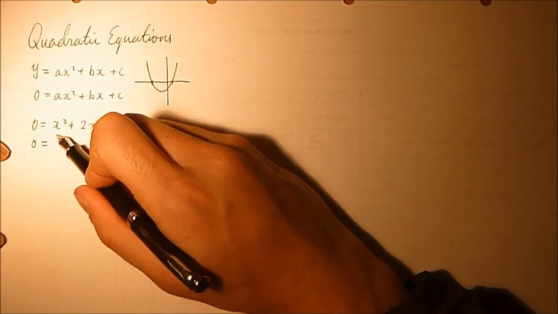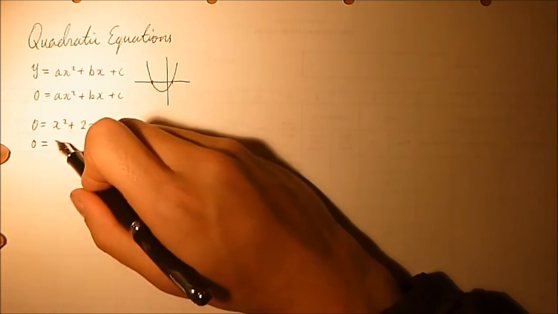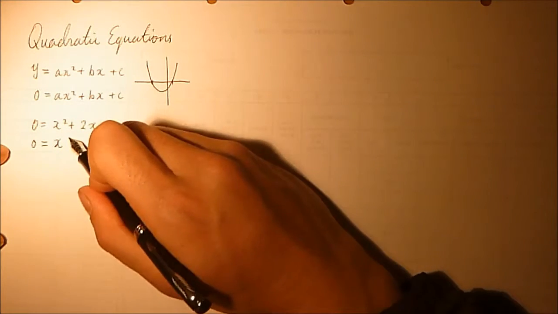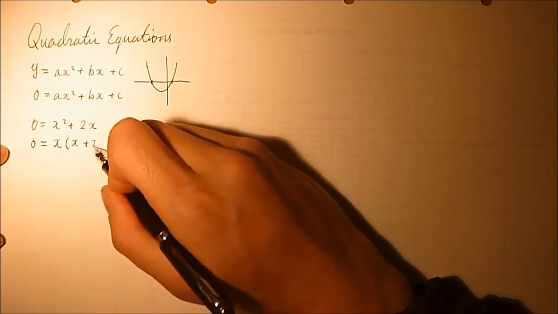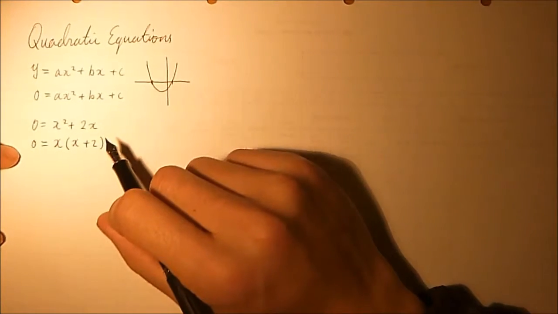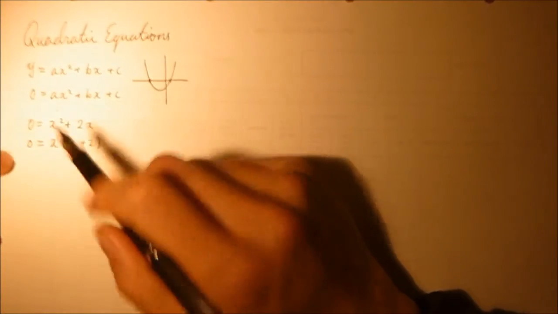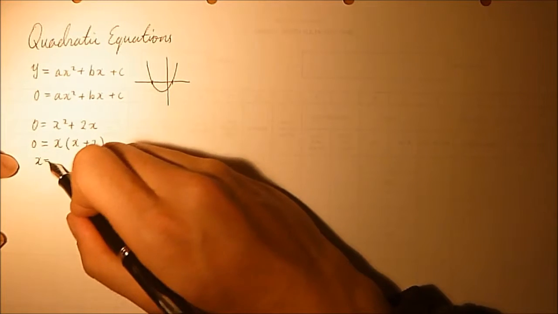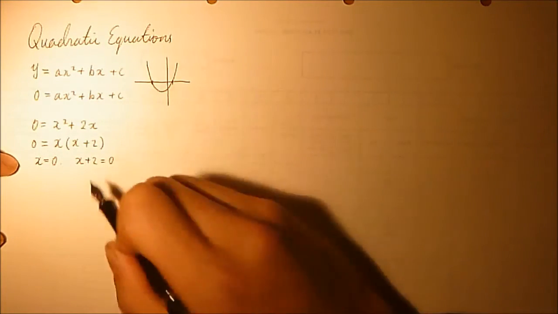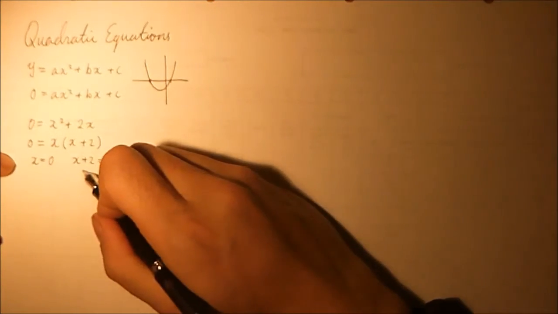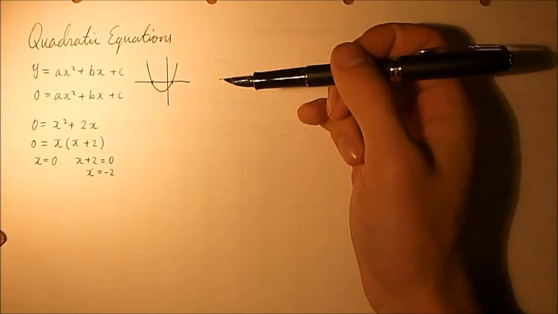The highest common factor between x squared and 2x is obviously x. So we can pull it to the front of the parentheses, and we end up with x times x plus 2. Now we have to find the values of x for which this equation will hold. So either x has to be 0, or x plus 2 has to be 0. In the second case, x is obviously negative 2, because negative 2 plus 2 gives us 0.